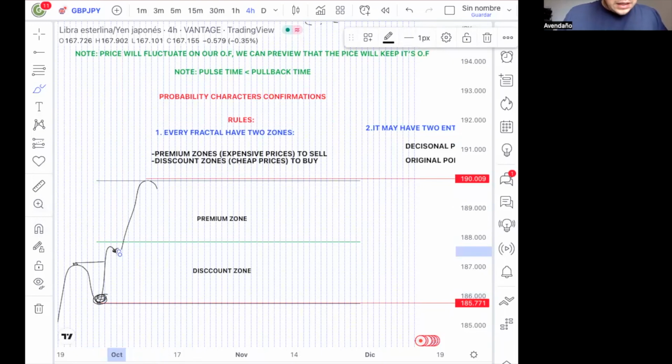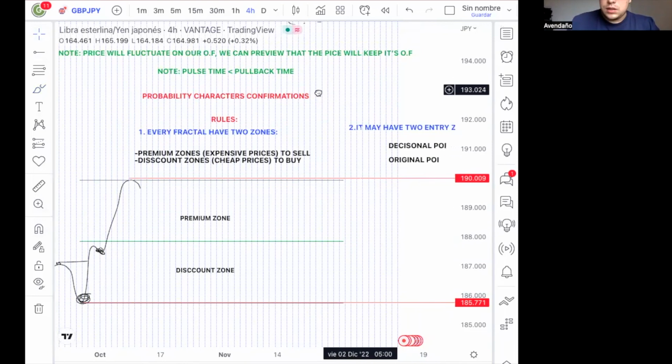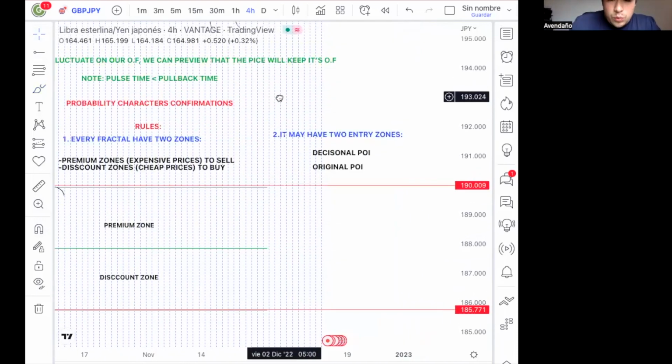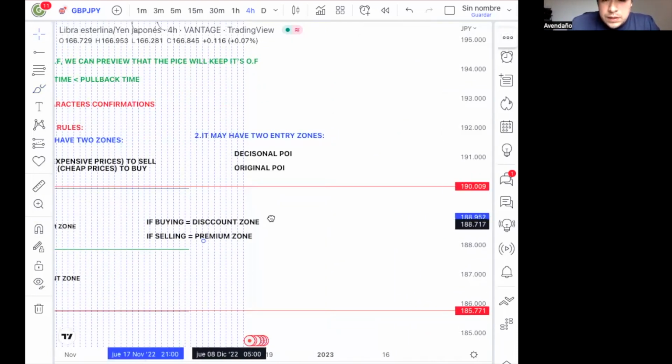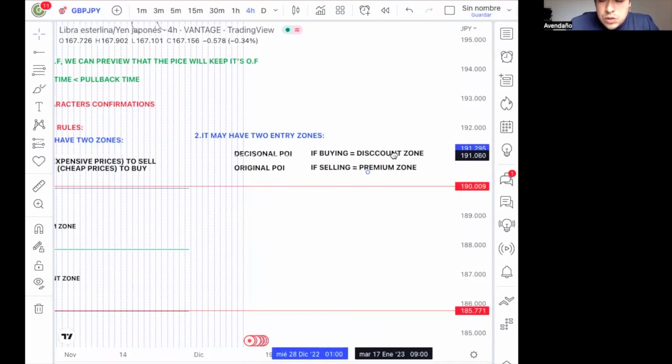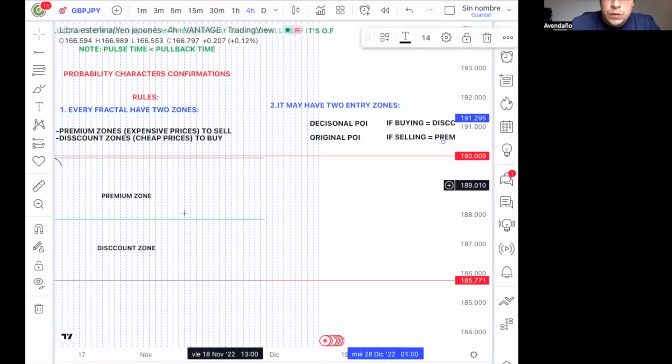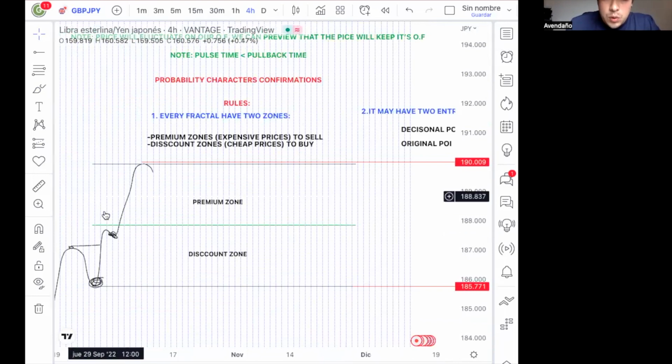Now, where will we be finding them? If we are buying, I mean, if we are in a bullish order flow and we want to buy, we will be finding it in our discount zone, and if we are selling, we will be finding our point of interest in our premium zone. Now, let's see rule number 3.